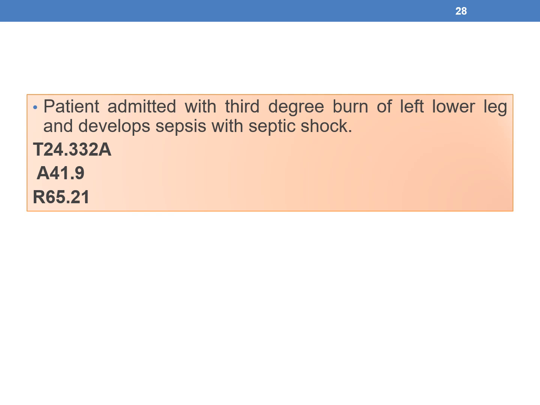Now let us see an example. A patient is admitted with 3rd-degree burn of left lower leg and develops sepsis with septic shock. Here the reason for admission is a non-infectious condition, so this should be the PDX. T24.332A, which is nothing but 3rd-degree burn of left lower leg, followed by sepsis A41.9, and finally severe sepsis with septic shock R65.21. These are the appropriate codes.